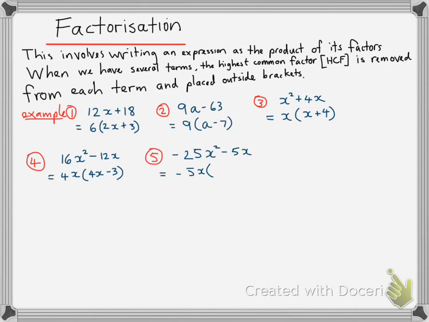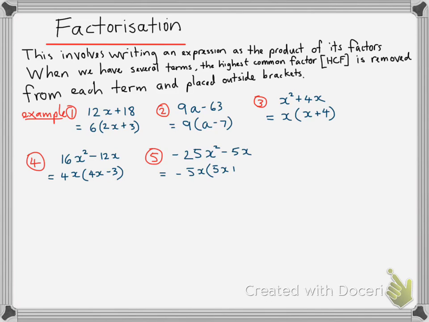Negative 5x times what gives negative 25x squared? We want to get a 25, so we'll be multiplying our negative 5 by 5. And we want to get an x squared, so we'll be multiplying our x times another x. That takes care of the first term.